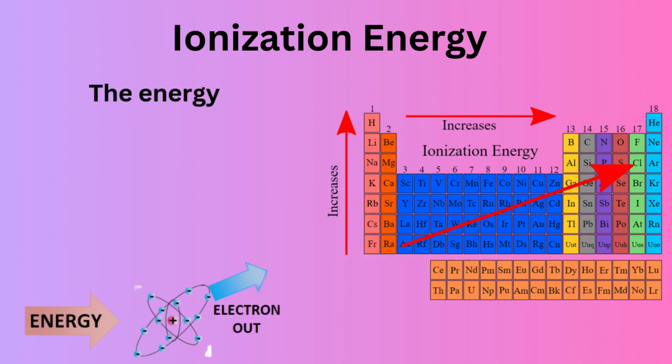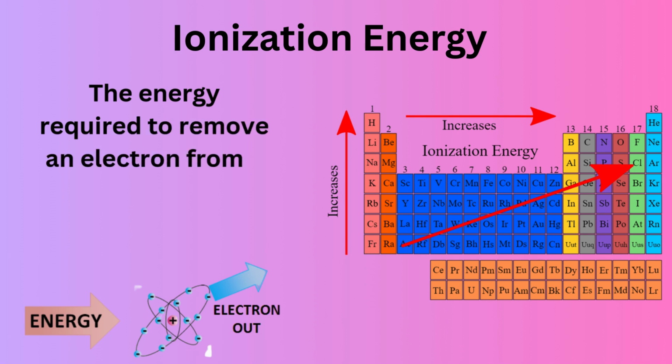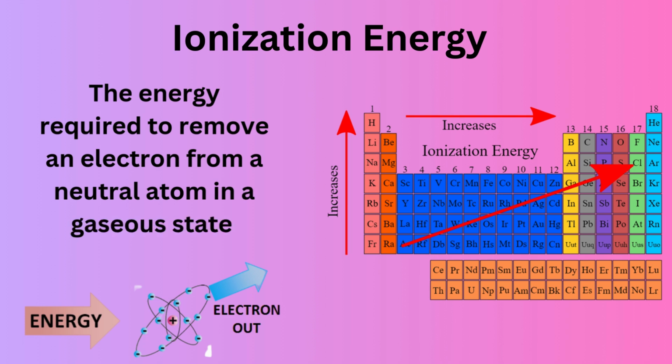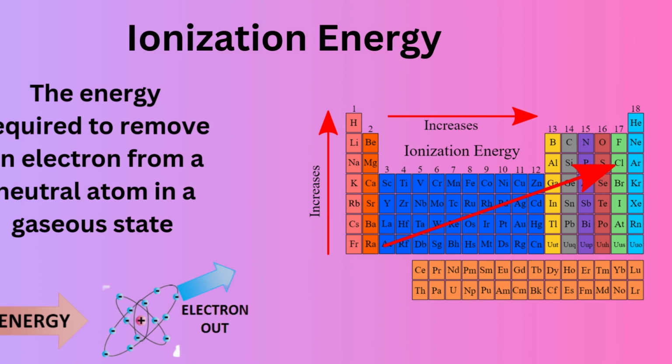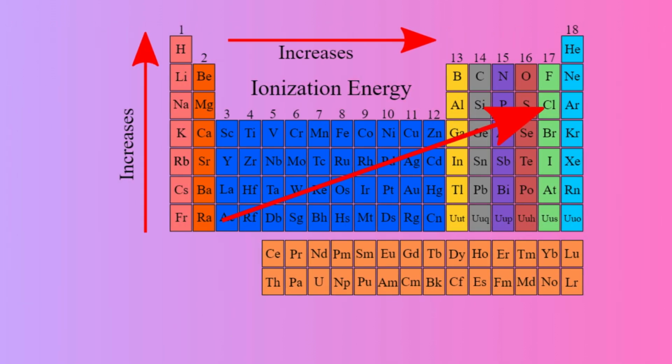So let's talk about some of those trends. What about ionization energy? Can you explain that? Sure, ionization energy is basically the energy you need to remove an electron from a neutral atom that's in a gaseous state. So if you look at the periodic table as you move across a period from left to right, ionization energy generally increases. That's because the number of protons in the nucleus increases, so there's a stronger pull on those electrons, making them harder to rip away.